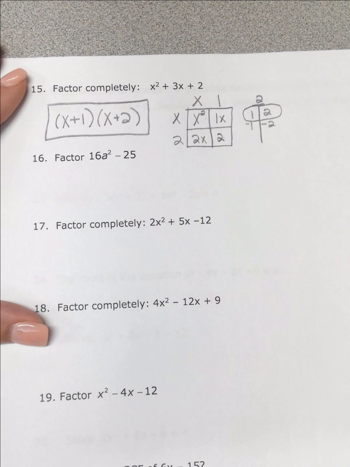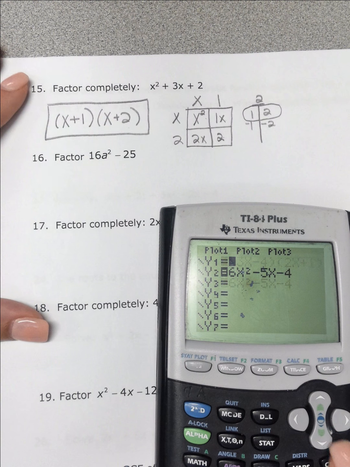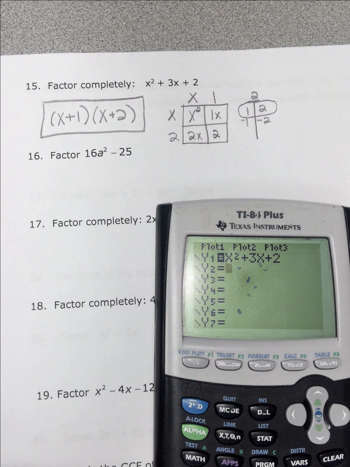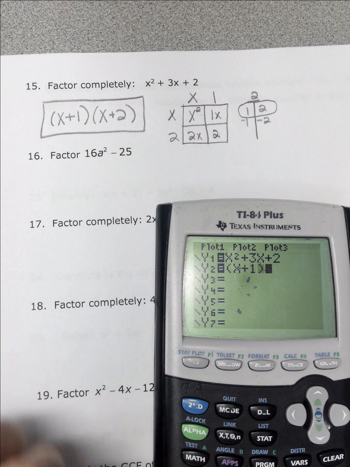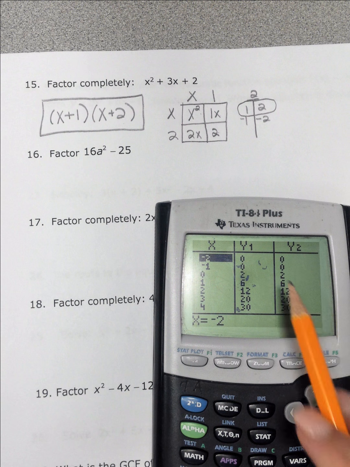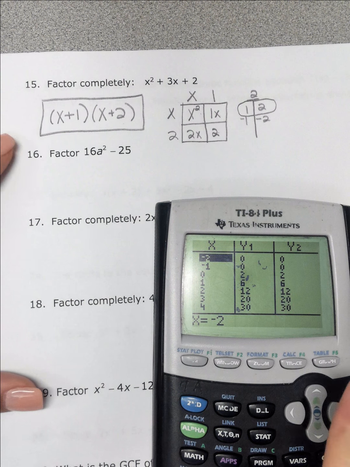Let's check our answer. So you put the original, x squared plus 3x plus 2. And then you put your answers. So x plus 1, x plus 2. Same, same, same, same. Fantastic.